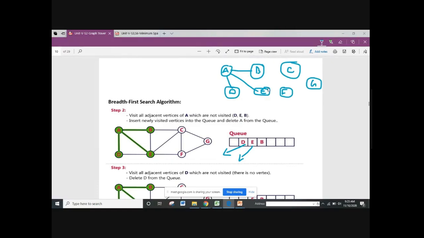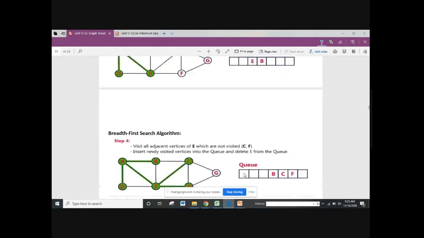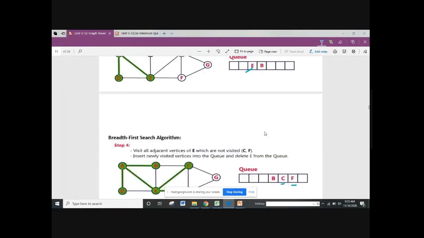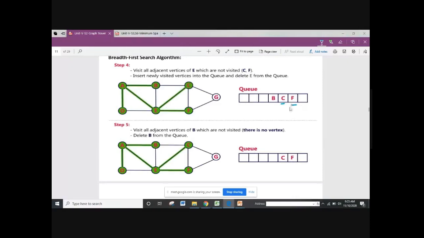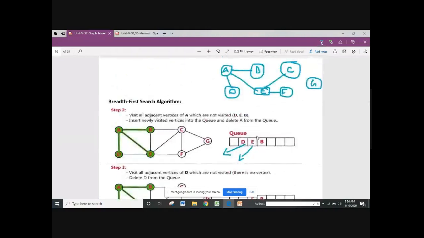So now I will draw the connectivity. When I'm dequeuing E, I have got new vertices C and F. So that I have joined now, and when E is DQ'd, you can see in the diagram, C and F are NQ'd. So when E is DQ'd, C and F are NQ'd into the Q, or entering into the Q. That diagram only I have attached here.